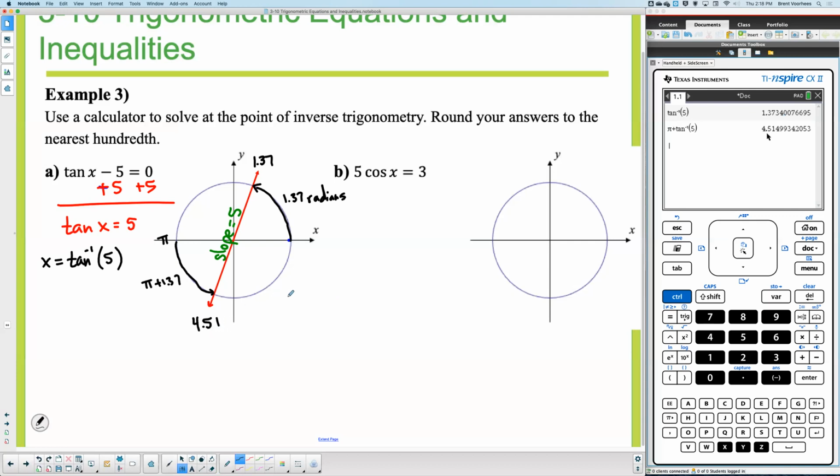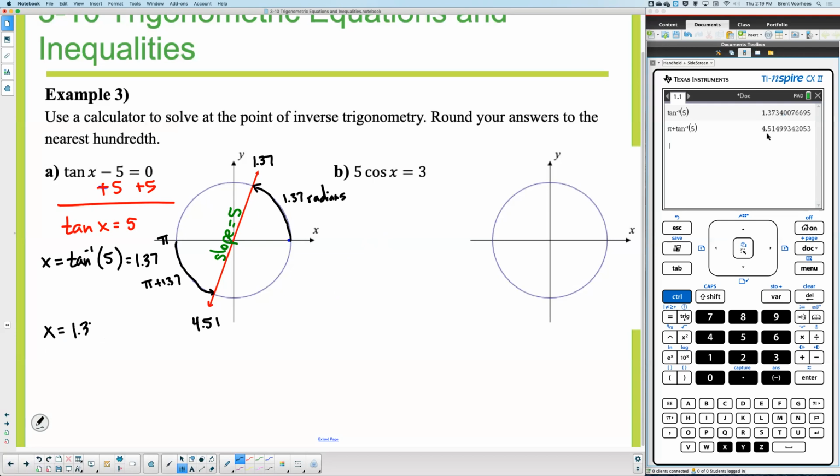4.51. That's the other solution. Now for tangent though, you don't actually have to write out both of those. I should have written this out, 1.37. With tangent, remember that you only have to write out one general solution. I'll do it right here, 1.37. So with tangent, because its period is pi, you only have to write out the first answer.